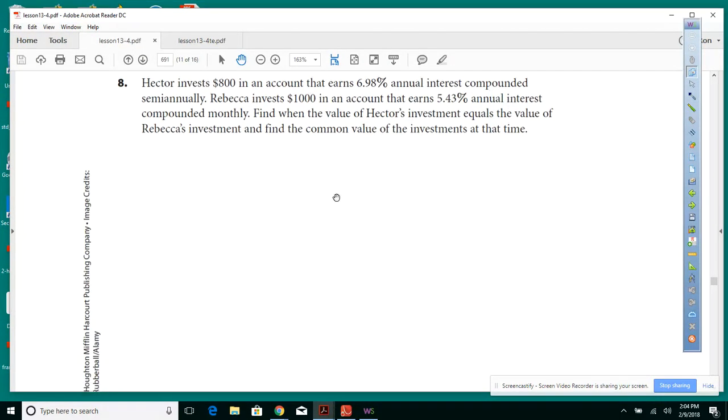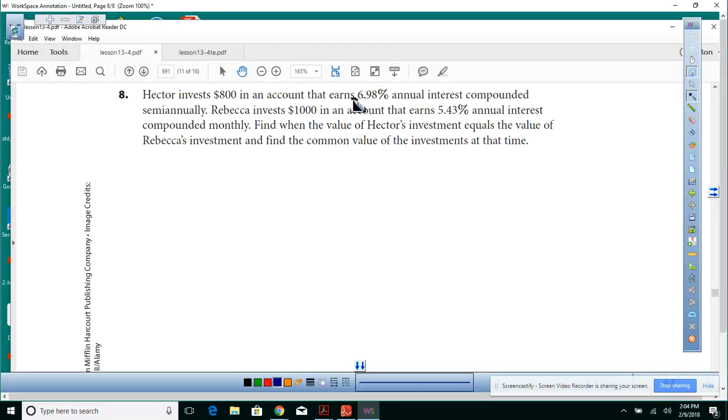Number 8. Hector invests $800 in an account that earns 6.9% annual interest compounded semi-annually. So Hector, semi-annually, so n equals 2, r equals 0.0698, and P equals $800.